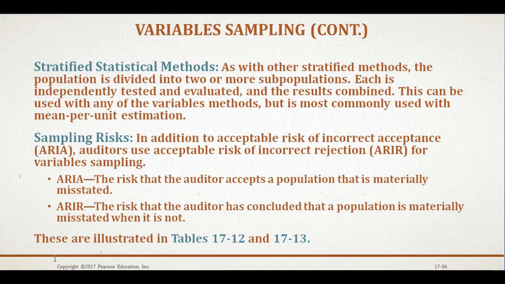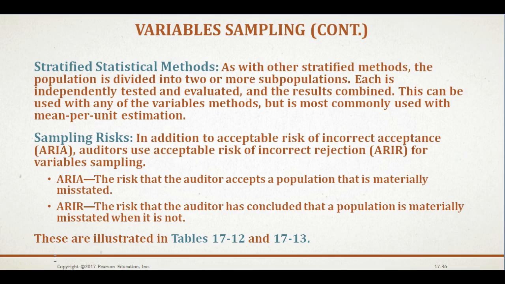As with other stratified methods, the population is divided into two or more subpopulations. Each is independently tested and evaluated, and the results of the sampling are combined. This can be used with any of the variable methods, but is most commonly used with the mean per unit estimation. In addition to the acceptable risk of incorrect acceptance, auditors also use acceptable risk of incorrect rejection for variable sampling.